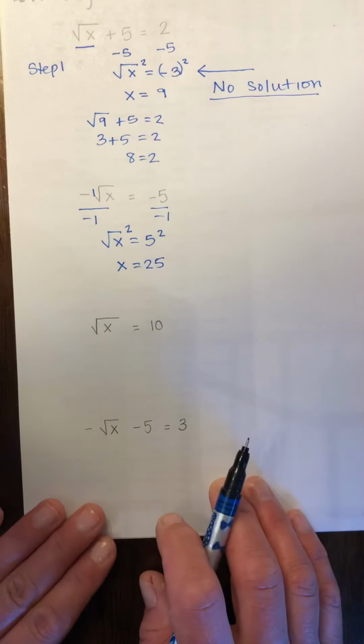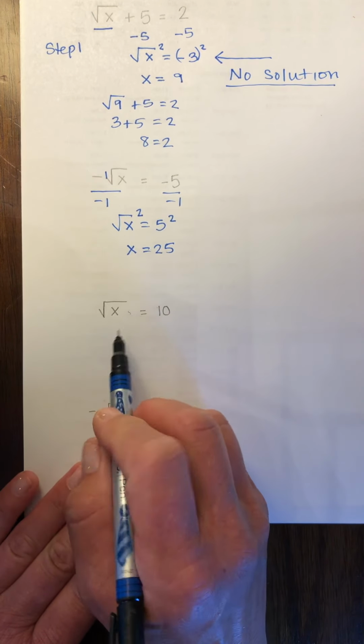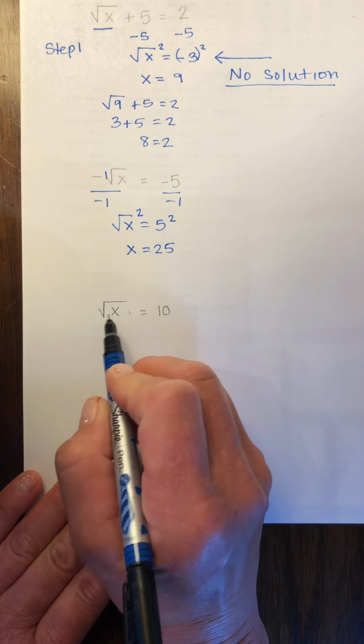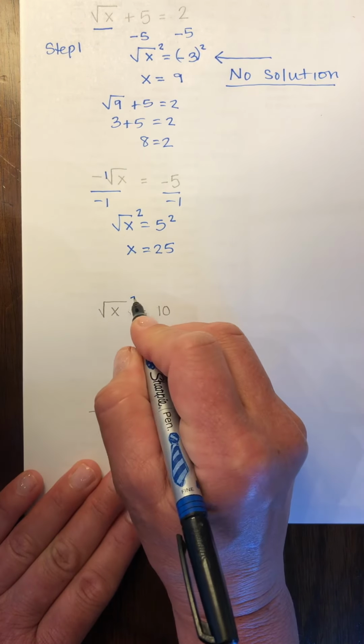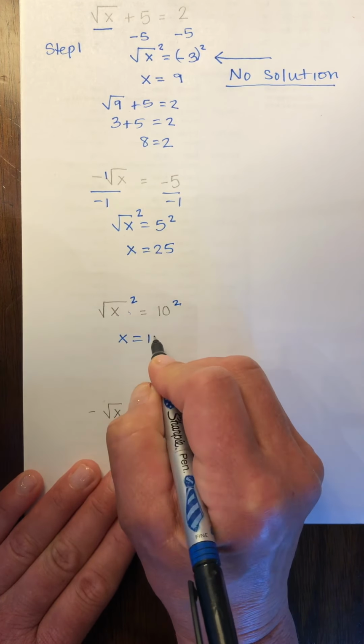Okay? So the thing that happened yesterday, you had a basic one on here. Many of you, almost all of you, just said that x equals 10. Well, that doesn't say x equals 10. It says the square root of x equals 10. So you have to square both sides. So that means x equals 100.